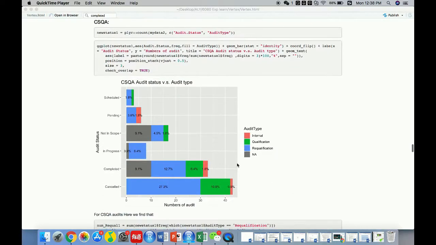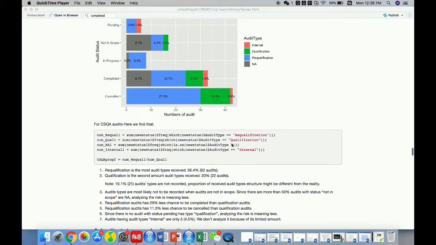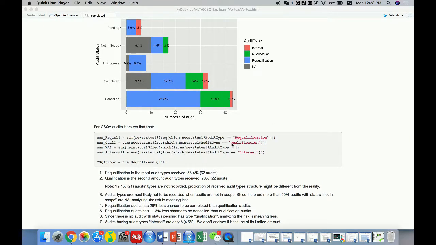For the CSQA audits, we got the result that requalification audits have a little less chance to be completed than qualification audits, and less chance to be cancelled. So they also have pros and cons. The internal audit type is less than 5% of the data, so we don't analyze it.